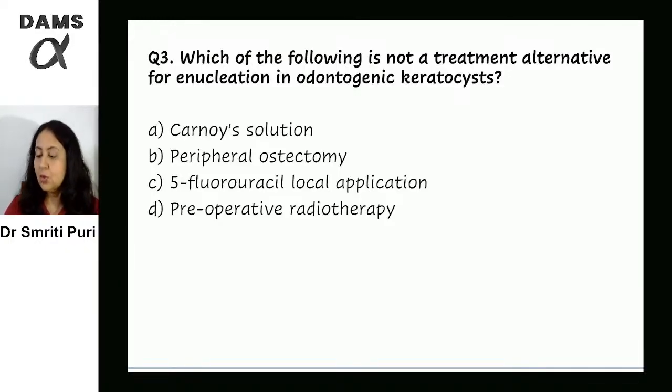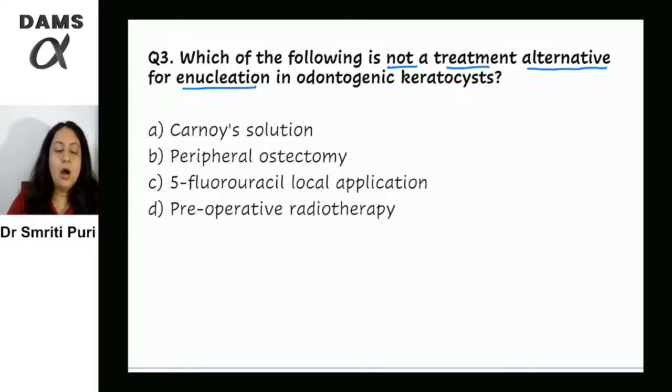So the question is asking, which of the following is not a treatment alternative for enucleation in OKC? Please don't get confused. Whatever has been given in the options are mostly adjuvant treatments. So they form a part of treatment of OKC along with enucleation. They're asking you to identify which of the following does not form a part of the treatment.